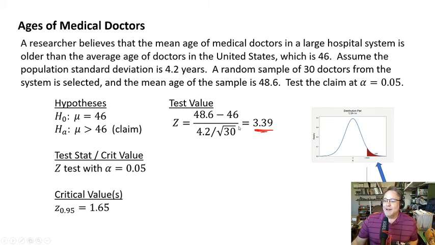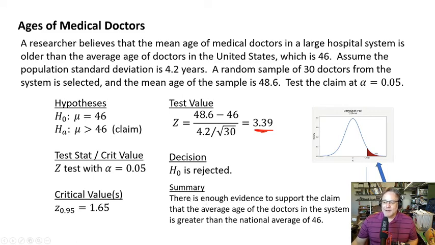All right, so here's our test value. Z in this case is 3.39. Well, good grief, that's way off in Never Never Land, way over here, isn't it? It's certainly more extreme than 1.65. It's in the critical region. So the decision is that H0 is rejected. The null hypothesis is rejected.